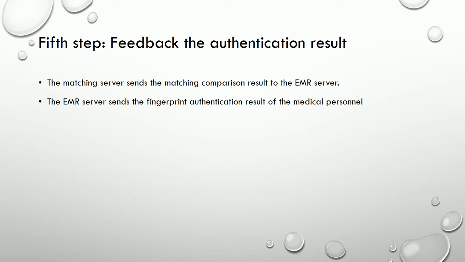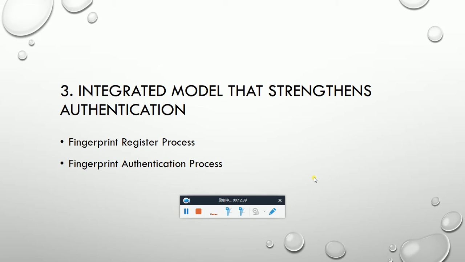First, the matching server sends the matching comparison result to the electronic medical record server, and then the electronic medical record server sends the result to the medical person. And this is the two processes for how the fingerprint system works.